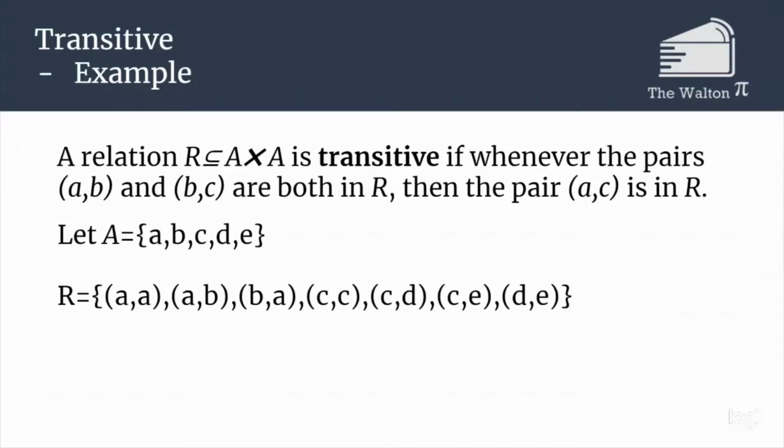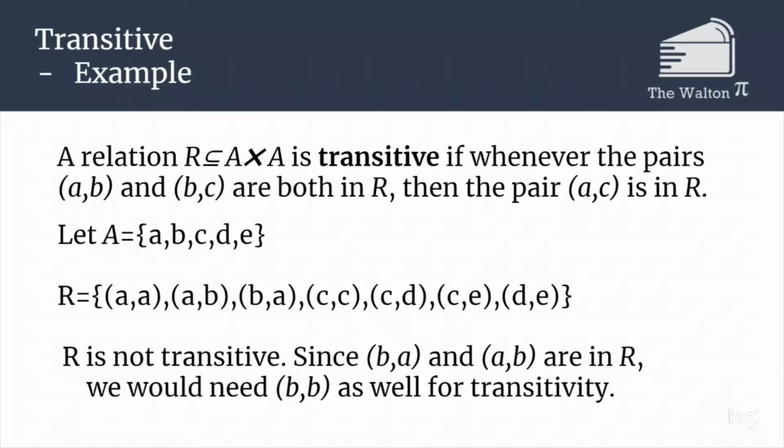Now, by just checking those, we might think this is transitive, but it turns out this is not, because we have the pair B comma A and the pair A comma B. Putting those two together in that order tells us that we should also have the pair B comma B, which is not in the relation. So this is not going to be transitive.